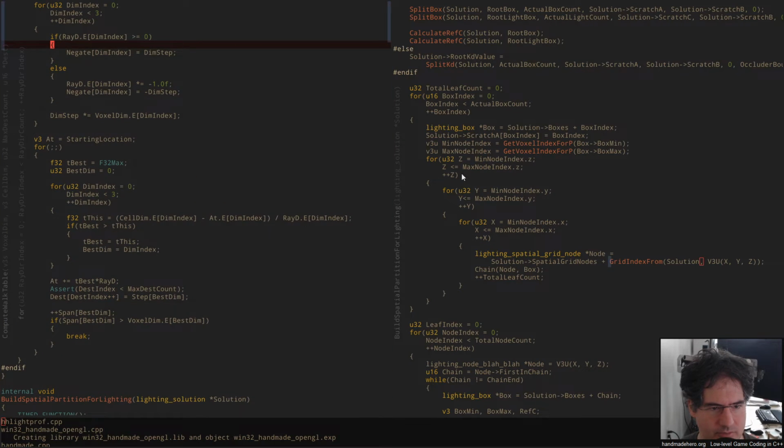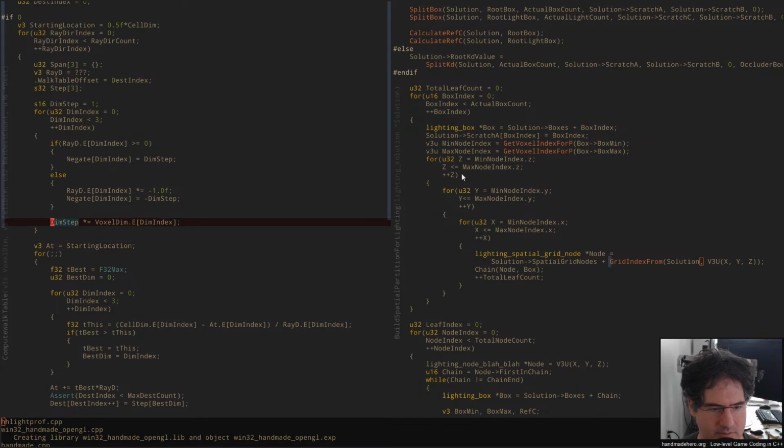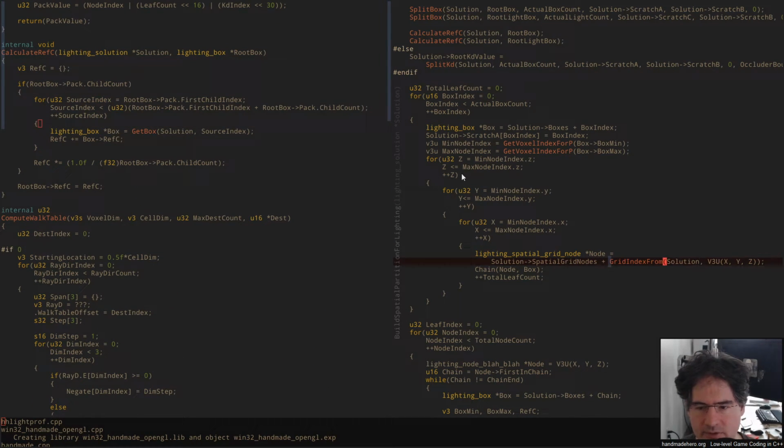Didn't that also do this? I guess it didn't really. I guess it did it sort of in line, which is cool. All right, so anyway, assuming that we get the grid index here, off we go.